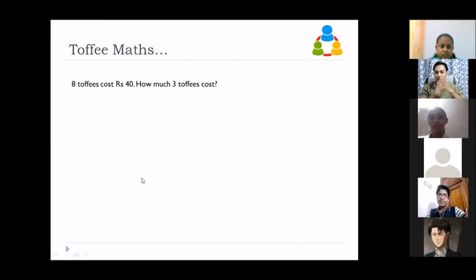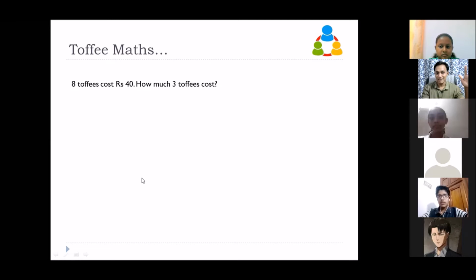So now you tell me, what is the method? You divided and multiplied. Why did you divide in the first place? Because 8 toffees cost something, that is 40. Okay. So you want to get 1 toffee's cost, right? If you get 1 toffee's cost, you can find the value of any number of toffees by multiplying. So that is the method.